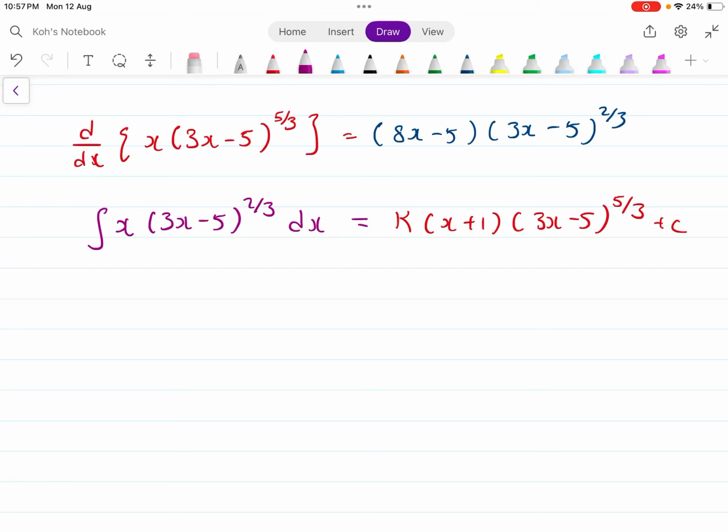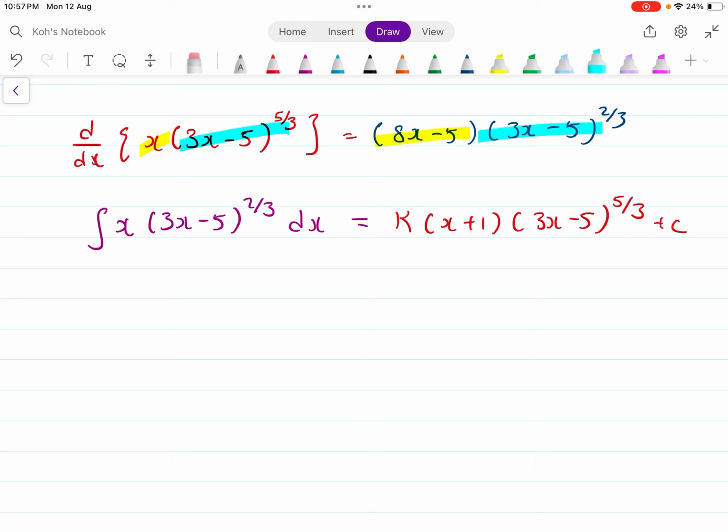Okay, so let's go through this question 2020. So this one I think is quite hard. First thing we are asked to differentiate this, right? So for example, we differentiate this using the product rule. We are able to get this thing. Then of course the next part is to integrate.